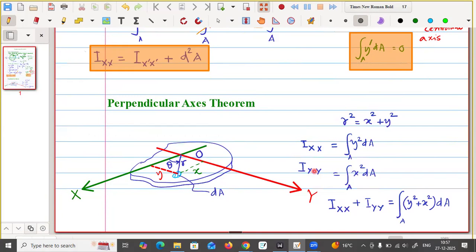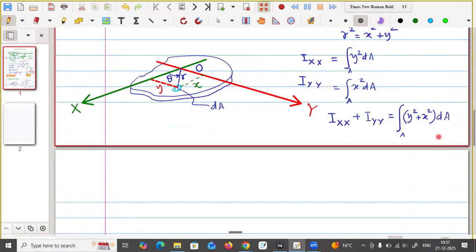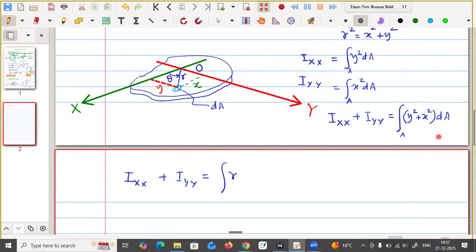So this is this. Now, therefore, we can write this as r square. So Ixx plus Iyy is equal to the integral of r square dA.